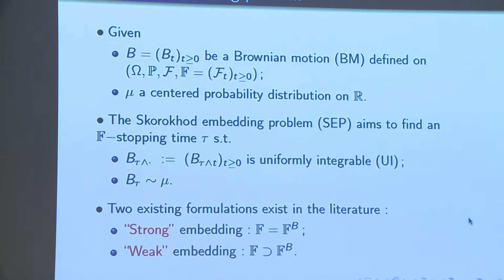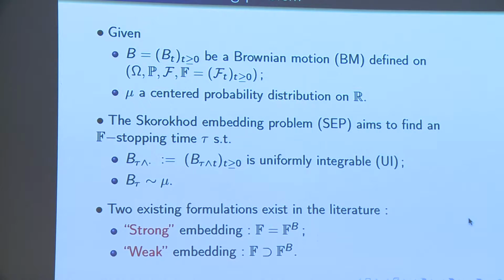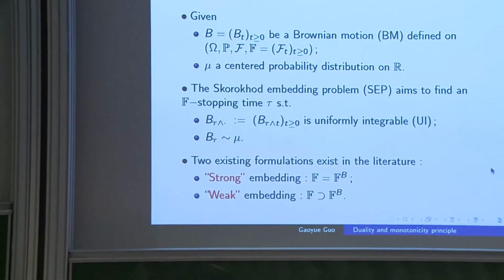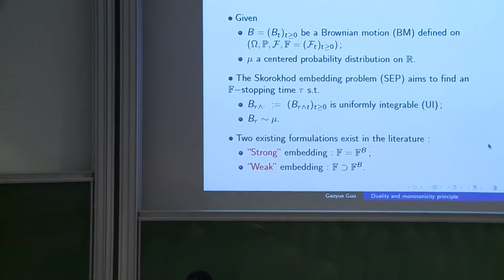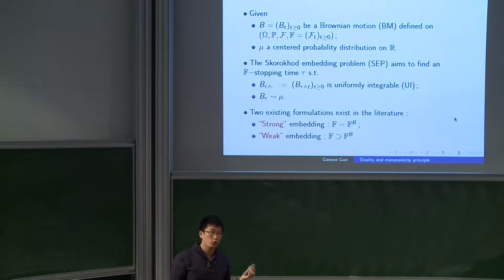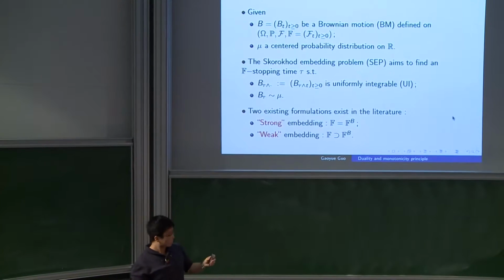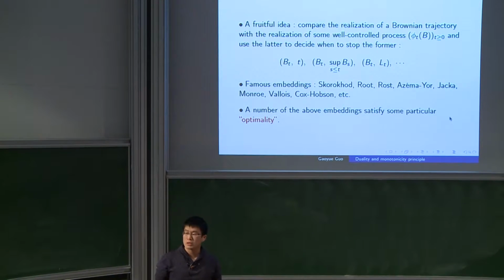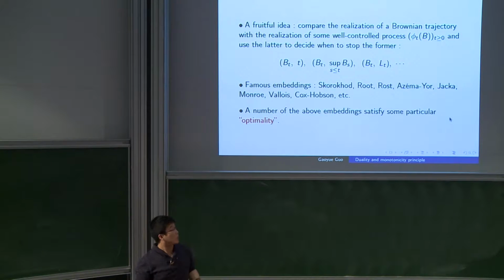Roughly speaking, there are two formulations of the problem in the existing literature. In the first one, we seek the stopping time with respect to the Brownian filtration. I mean, the filtration F is the natural filtration generated by the Brownian motion. In the second one, we introduce some additional randomness, and we consider a larger filtration for the stopping times. This problem was initiated by Skorokhod, and various solutions were achieved afterwards.